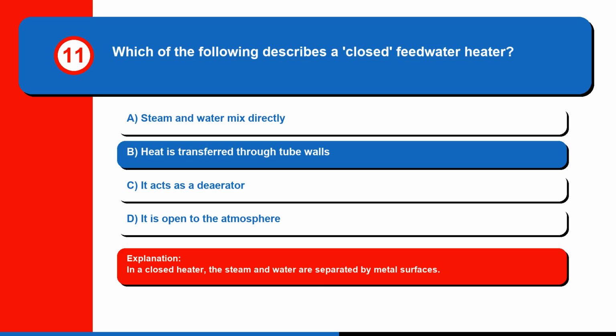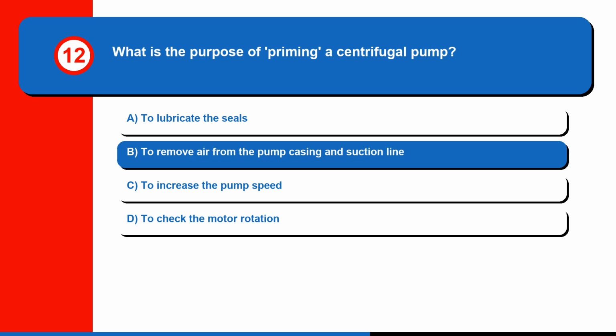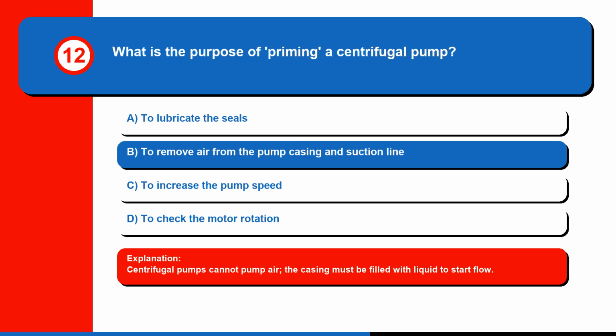Question 12. What is the purpose of priming a centrifugal pump? A. To lubricate the seals. B. To remove air from the pump casing and suction line. C. To increase the pump speed. Or D. To check the motor rotation. The correct answer is B. To remove air from the pump casing and suction line. Centrifugal pumps cannot pump air, so the casing must be filled with liquid to start flow.